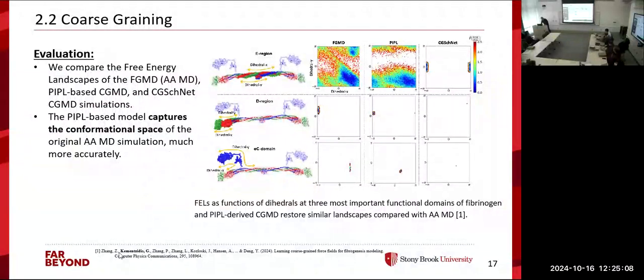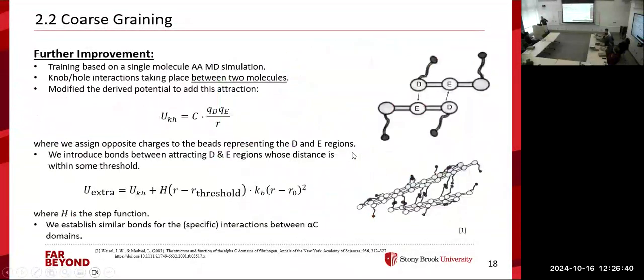Another thing, Ramachandran plot, we want to see how the dihedrals are matched from one simulation to another. So we have the free energy landscape. And we're looking at different types of dihedrals. We can see how this is the all atom simulation, this is our simulation, and this is with CGSNet, and how we can capture more of the dynamics of the simulation with our model.